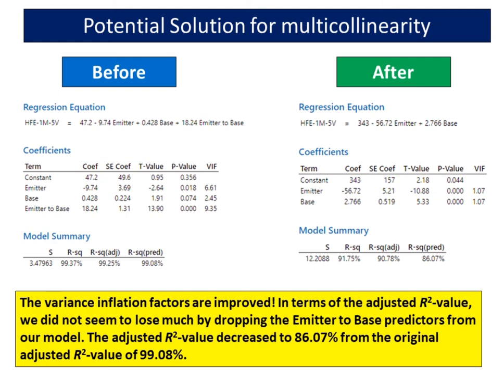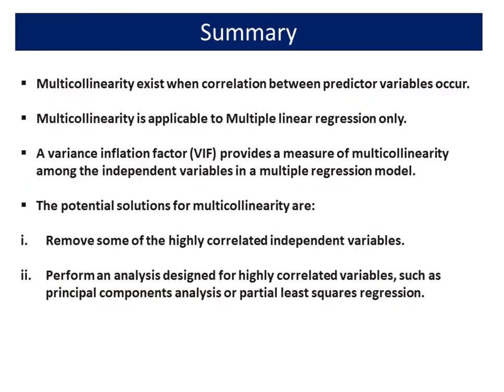In terms of the adjusted r-squared value, we did not seem to lose much by dropping the emitter to base predictor from our model. The adjusted r-squared value decreased to 86.07% from the original adjusted r-squared value of 99.08%.